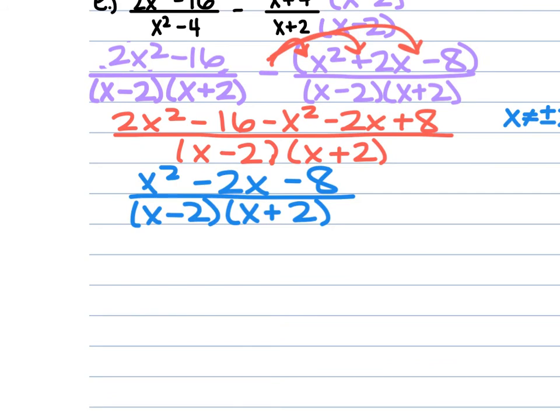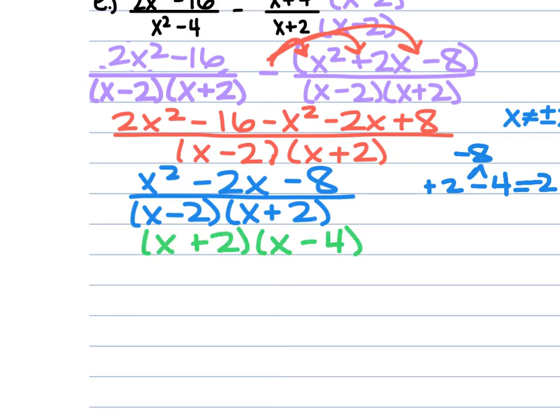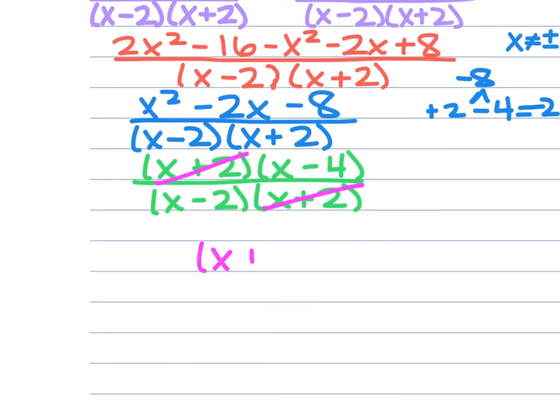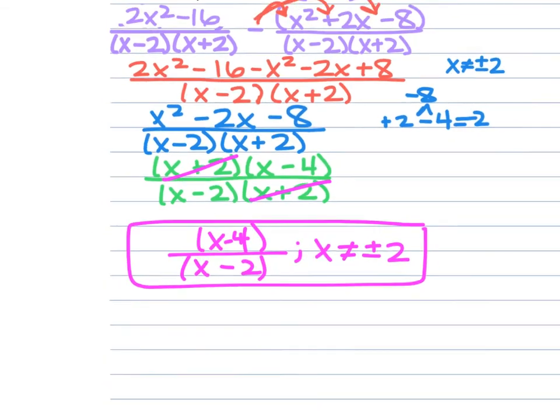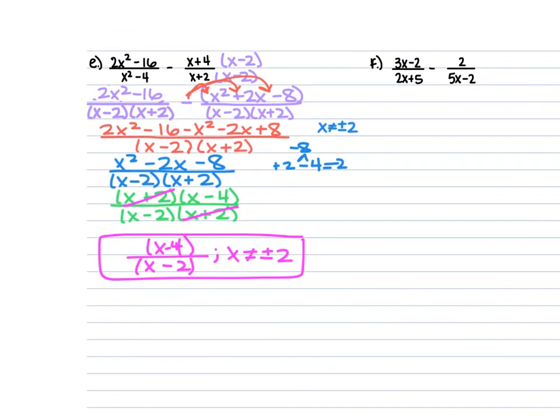So we're going to have x squared minus 2x minus 8 over x minus 2 times x plus 2. If we factor that x squared minus 2x minus 8, the factors of negative 8 are going to be 2 and 4. That negative 4 and positive 2 is going to give you the negative 8. So this is going to be x plus 2 times x minus 4 over x minus 2 times x plus 2. Those x plus 2's would cancel, so you'd be left with x minus 4 over x minus 2, where x cannot be positive or negative 2. So x minus 4 over x minus 2, where x cannot equal positive or negative 2.